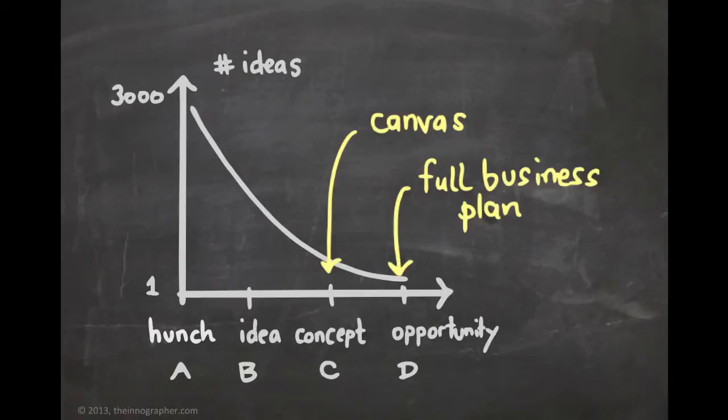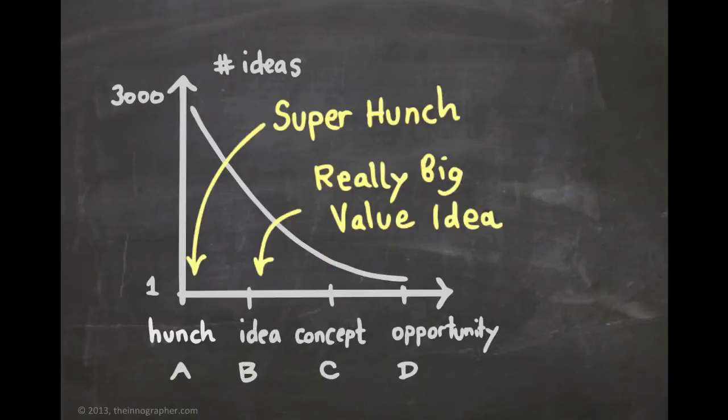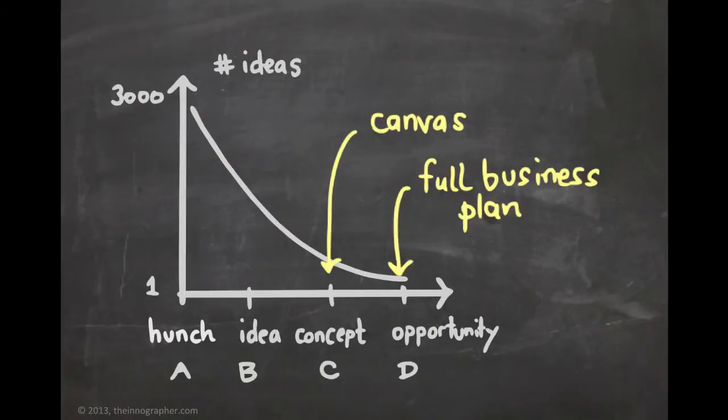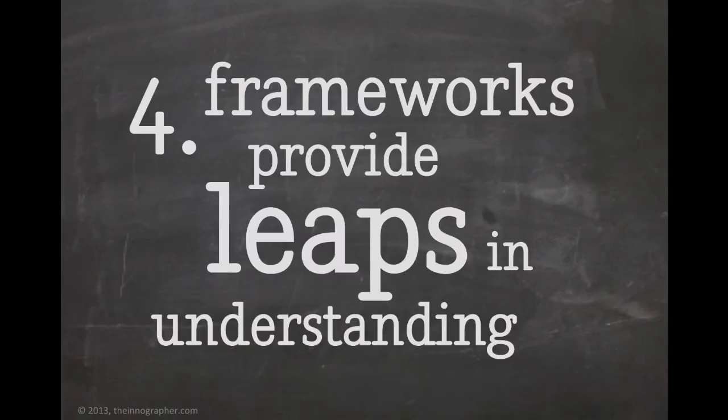These are all prototypes. So if I put back the super hunch, the big value idea, the canvas, and the full business plan, these are just prototypes of ideas. And they're incredibly important. We're going to use Murally now to look at how some frameworks can be exercised to help us design these big value ideas, to provide leaps in our understanding about those ideas.